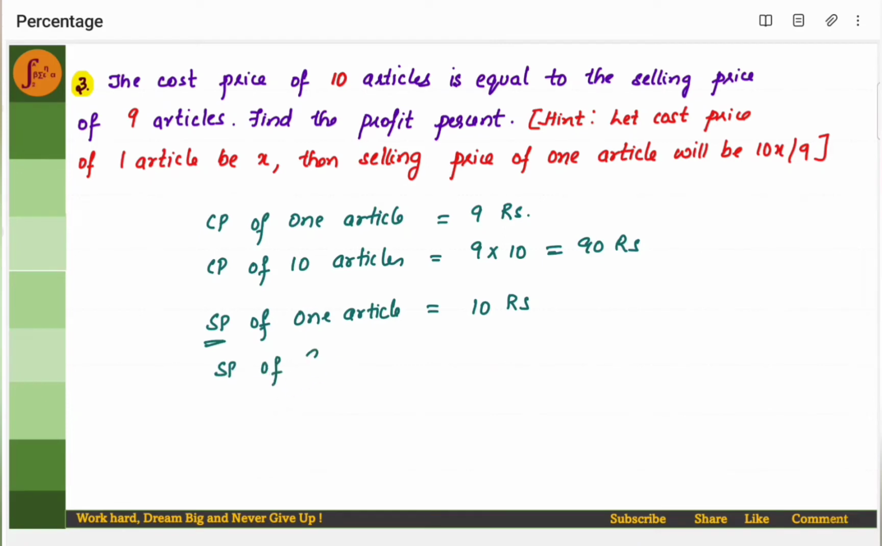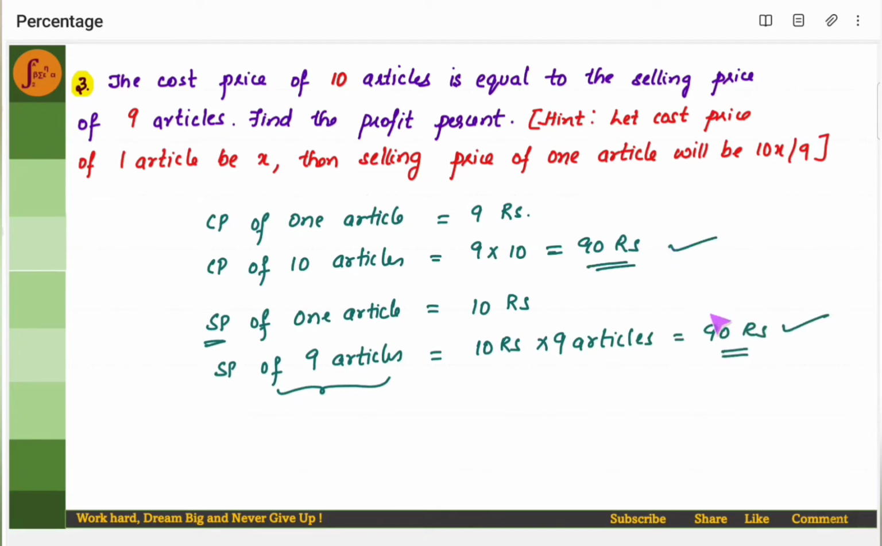Selling price of, say, 9 articles. Right? Because the cost price of 10 articles is equal to selling price of 9 articles. So what will be the selling price of 9 articles? It's going to be 10 rupees into 9 articles. Right? Which is going to be 90 rupees. Now you see that both are equal. That is, cost price of 10 articles is equal to selling price of 9 articles.